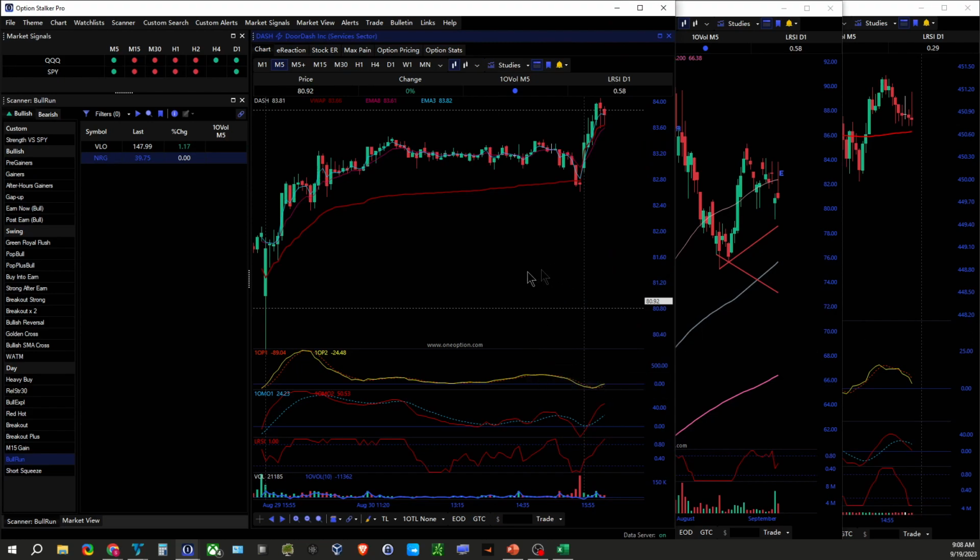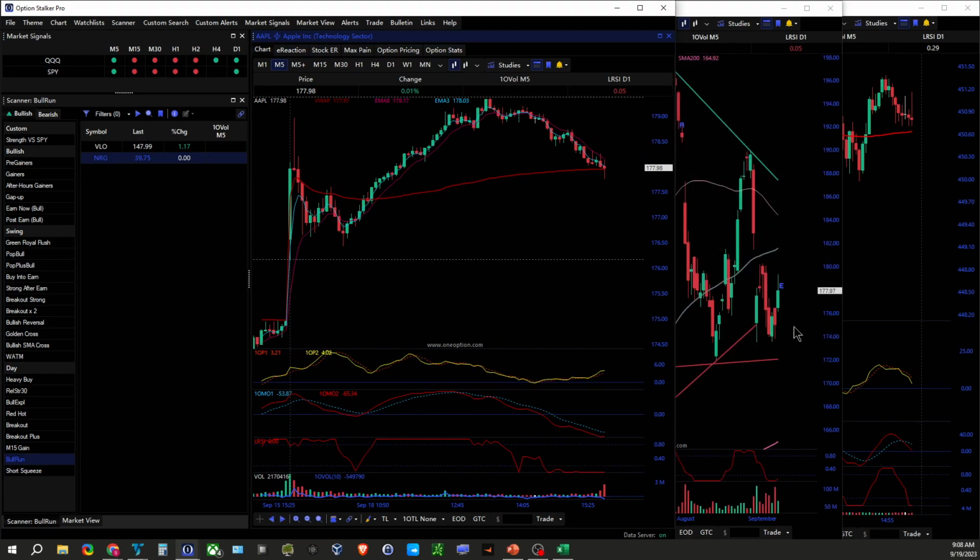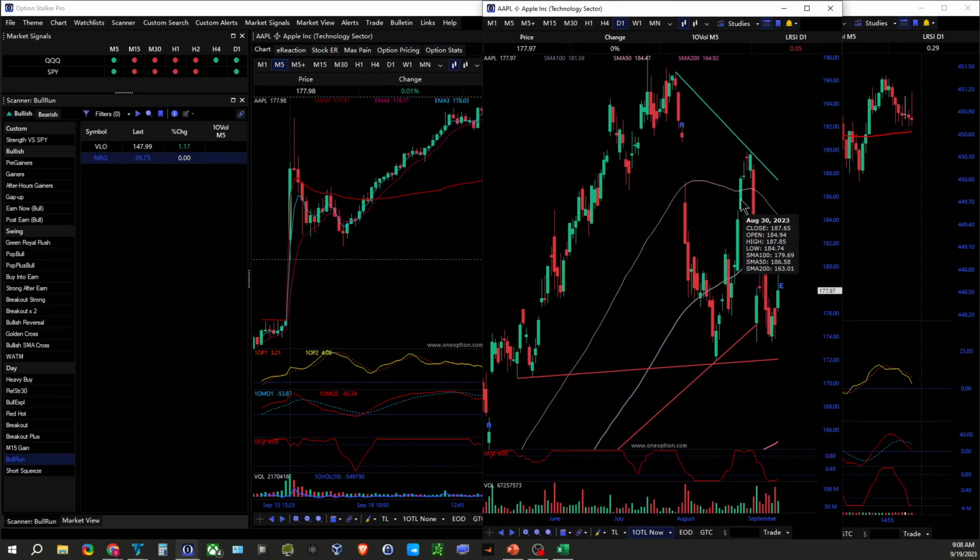Let me see here. Apple. So Apple was an interesting one. I don't need the 5-minute to tell you this because this is an easy one. So what are we seeing here? This is a classic pattern right here. We've got a gap fill attempt.